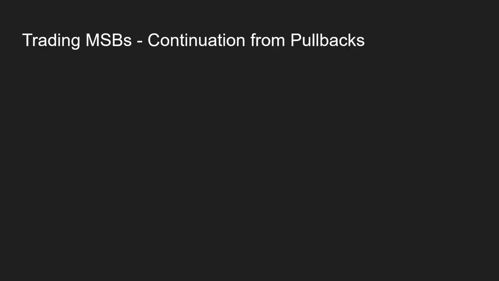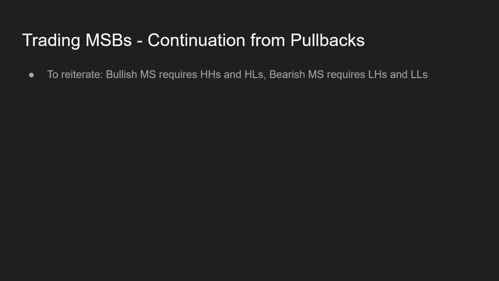Now, trading market structures and the continuation from pullbacks. To reiterate, bullish market structure requires higher highs and higher lows, and a bearish market structure requires lower highs and lower lows, right? We want this concept of higher highs and higher lows in the bullish market structure. The bearish market structure, we see price descending, lower highs, lower lows.